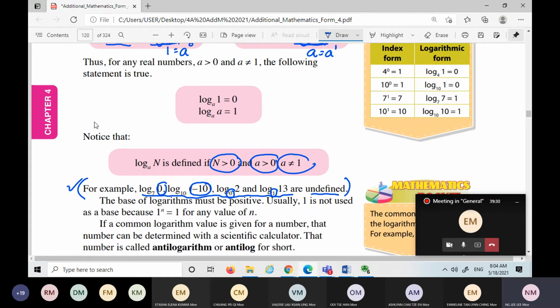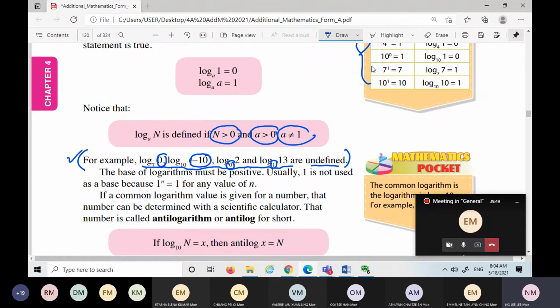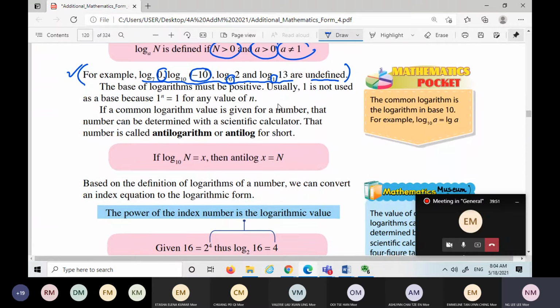We can see this side. Same thing, you see how to change from the index form into a logarithmic form. This one you can go through. This one I don't go through with you. This one actually is from here, from this one. So you can go through by yourself. And then this one also. What's the meaning of this?